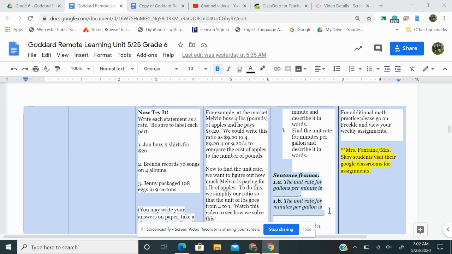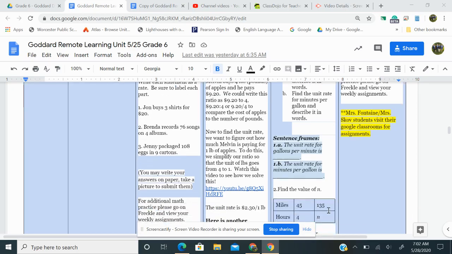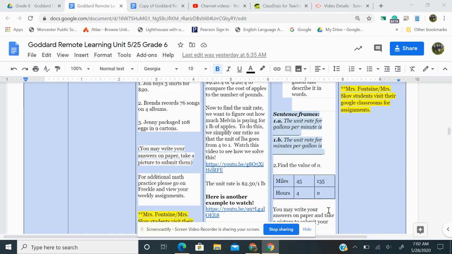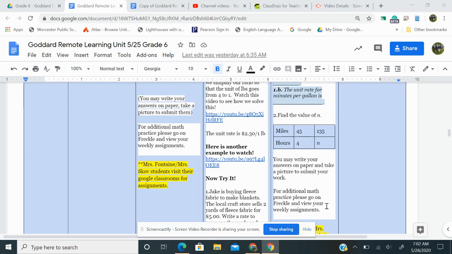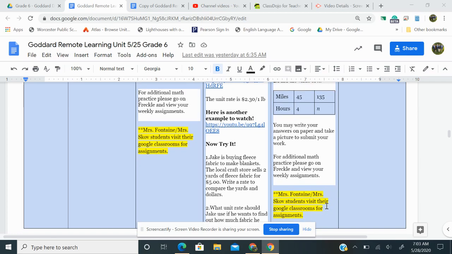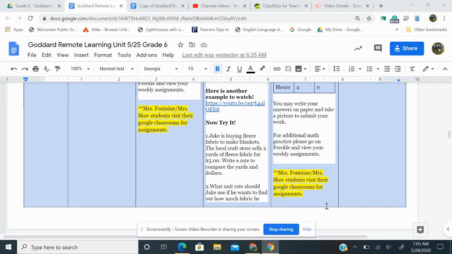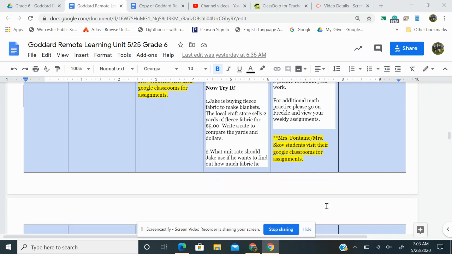So it's a little tricky because we're doing gallons per minute and then minutes per gallon. So just pay attention to the wording there. 2, find the value of N. So you have this chart and you have miles, hours, and then you have 3 numbers filled in and you have to find N. You can write your answers on paper and take a picture to submit your work, or you can put it in a Google Doc and share it in Google Classroom. For additional math practice, please go on Freckle and view your weekly assignments. Mrs. Fontaine and Miss Gove students, visit their Google Classroom for assignments.